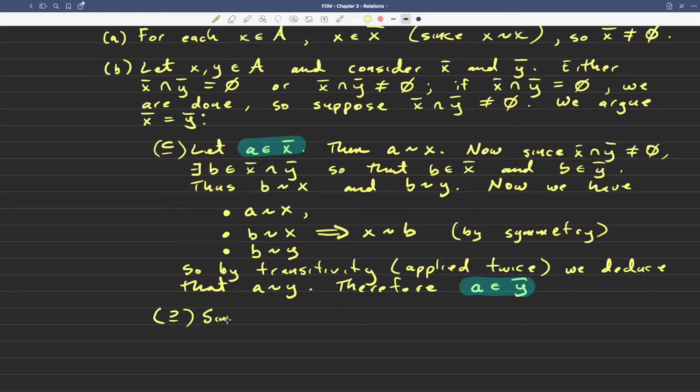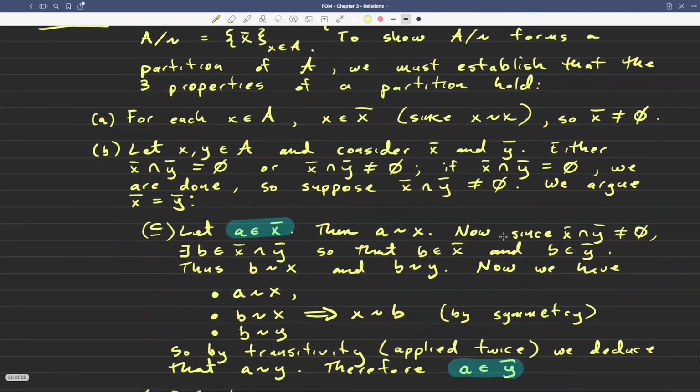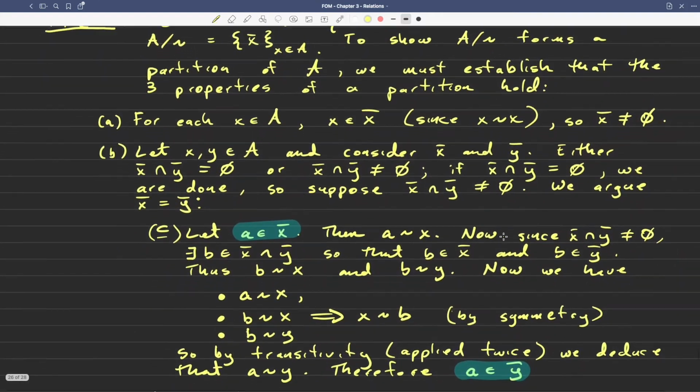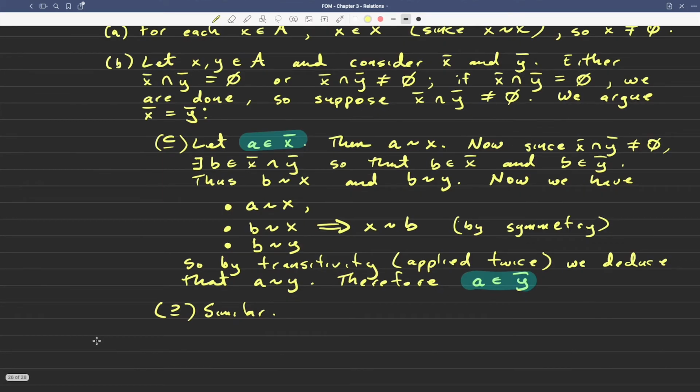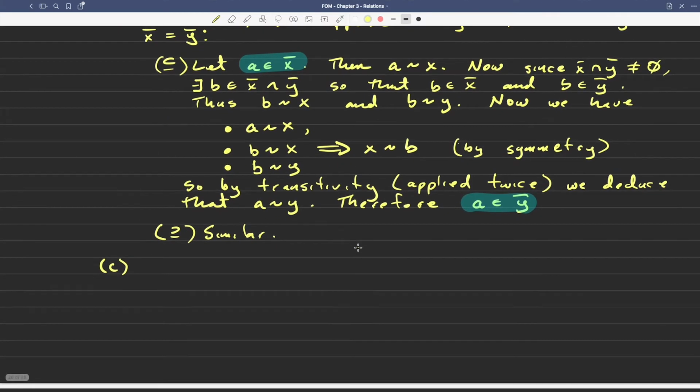I'm just going to leave that to the reader. And then that establishes part B of being a partition, that if you have any two equivalence classes, they're either the same or they're disjoint. And then part C of being a partition is the union of all of the equivalence classes forms the whole set A. Maybe I can do something sneaky and quick here.